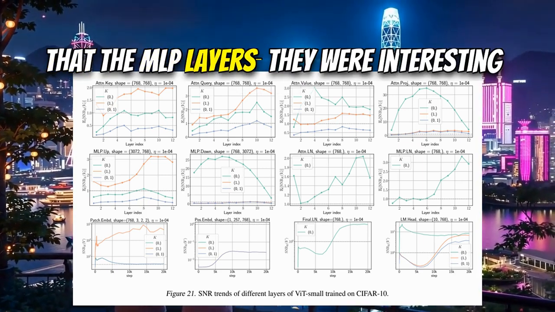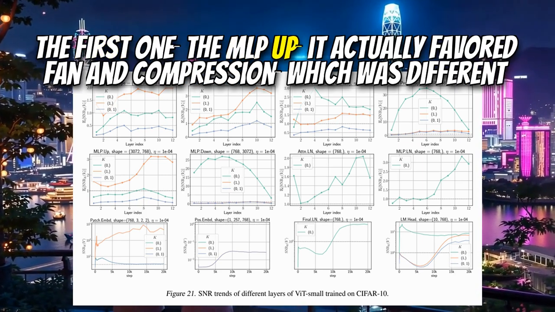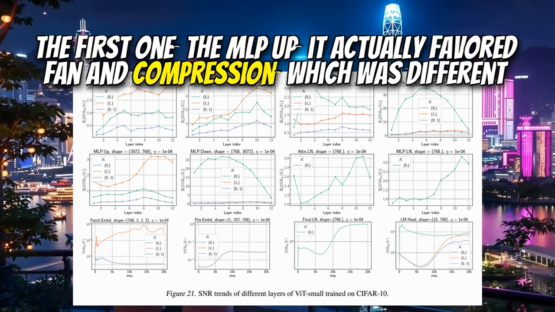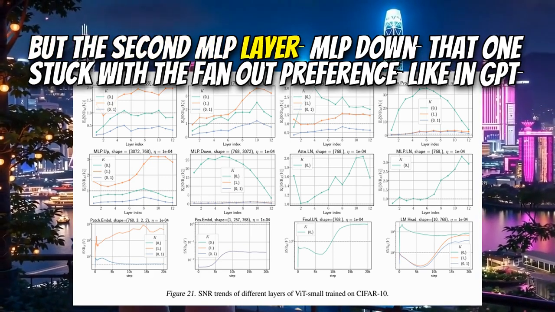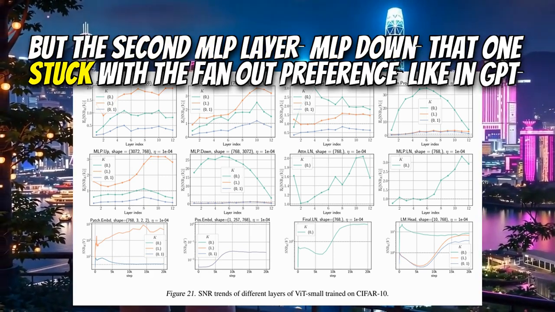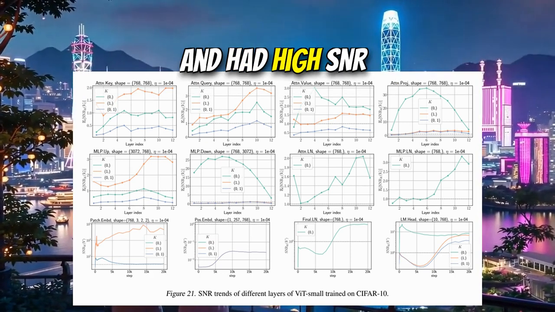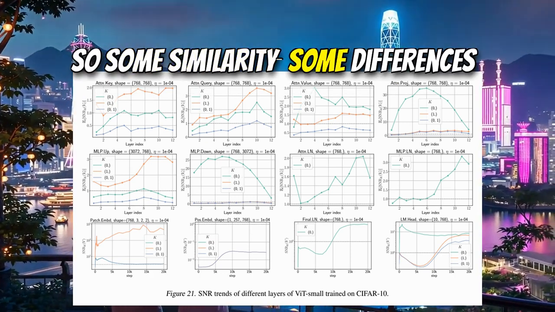The MLP layers, they were interesting. The first one, the MLP up, it actually favored fan-in compression, which was different from the fan-out preference they saw in GPTs. But the second MLP layer, MLP down, that one stuck with the fan-out preference like in GPT and had high SNR. Okay, so some similarities, some differences.